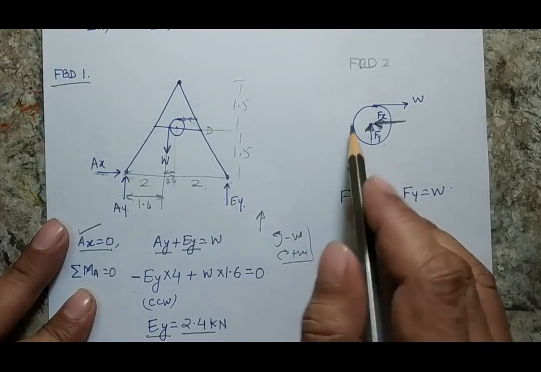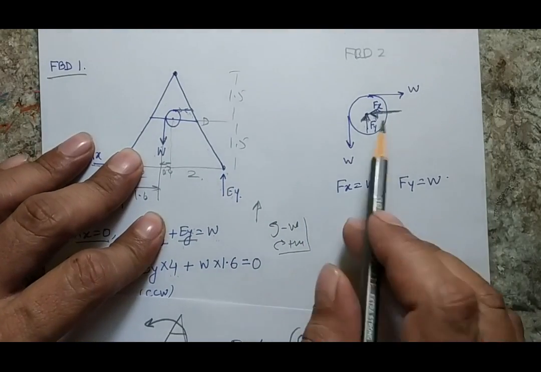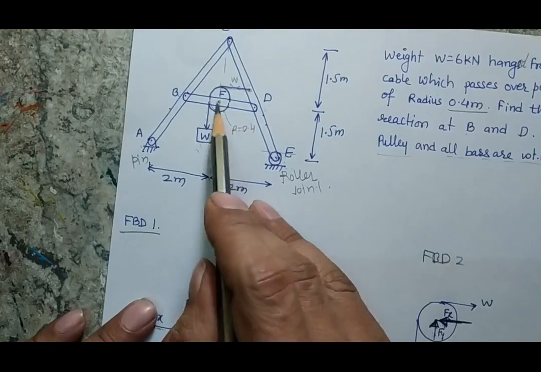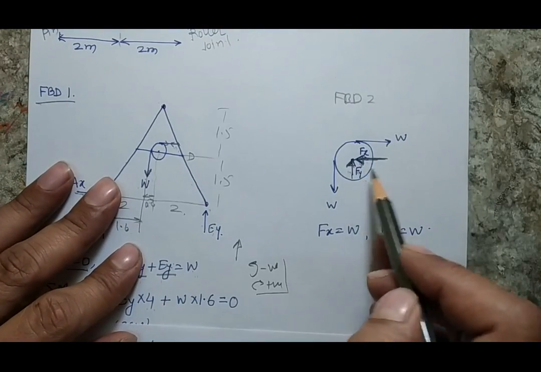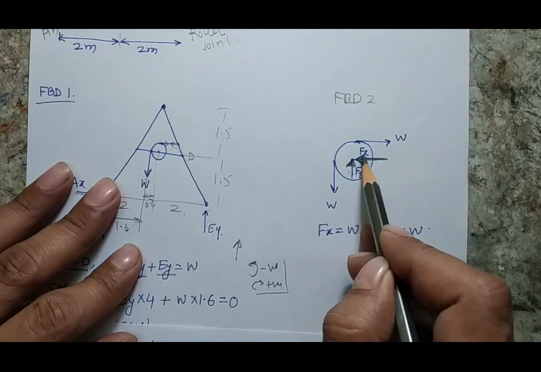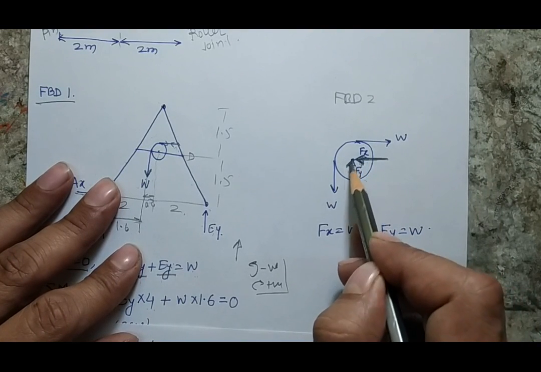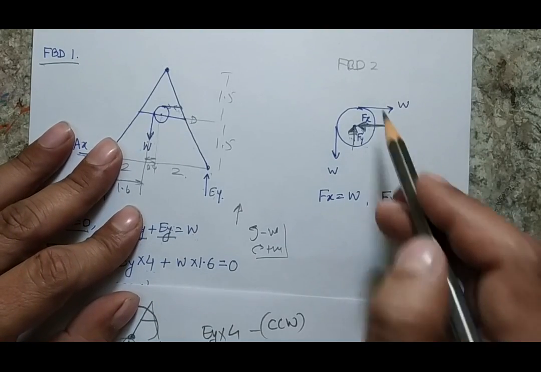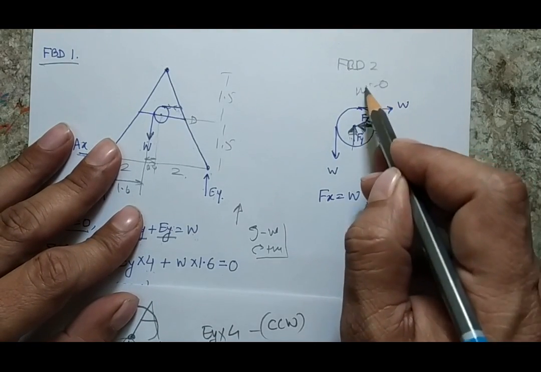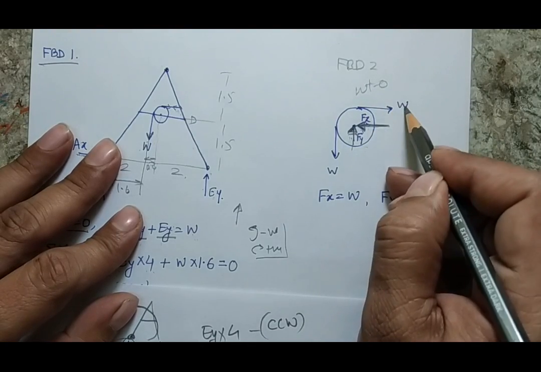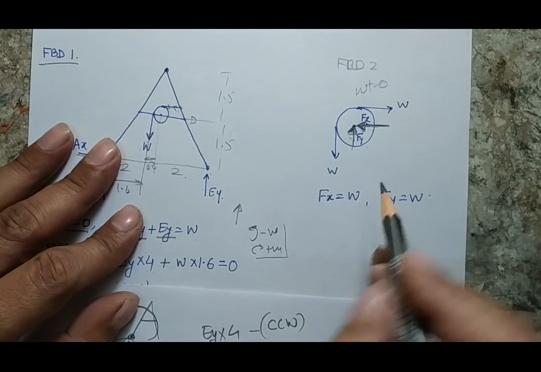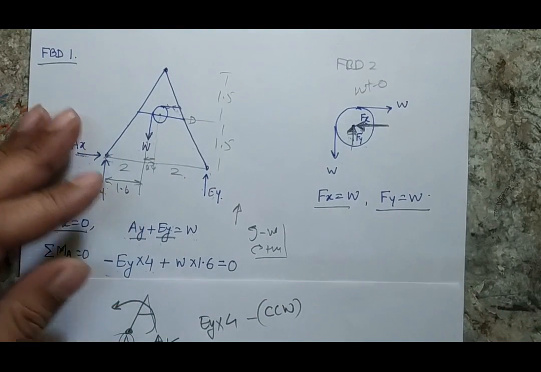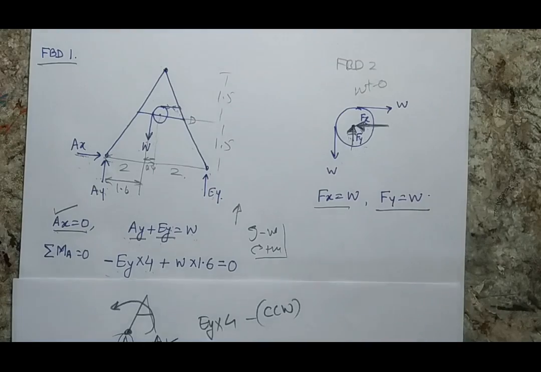Now let's see the second free body diagram, which is the free body diagram of the pulley. I have removed the pulley from this point, so I am free to take any reaction at this point. I have assumed that the horizontal reaction is leftward and the vertical reaction is upward. When I write the equation, I know that the pulley doesn't have any weight, so the weight of the pulley is 0. So Fx will be balanced by W and Fy will be balanced by W, so my Fx and Fy will be W.